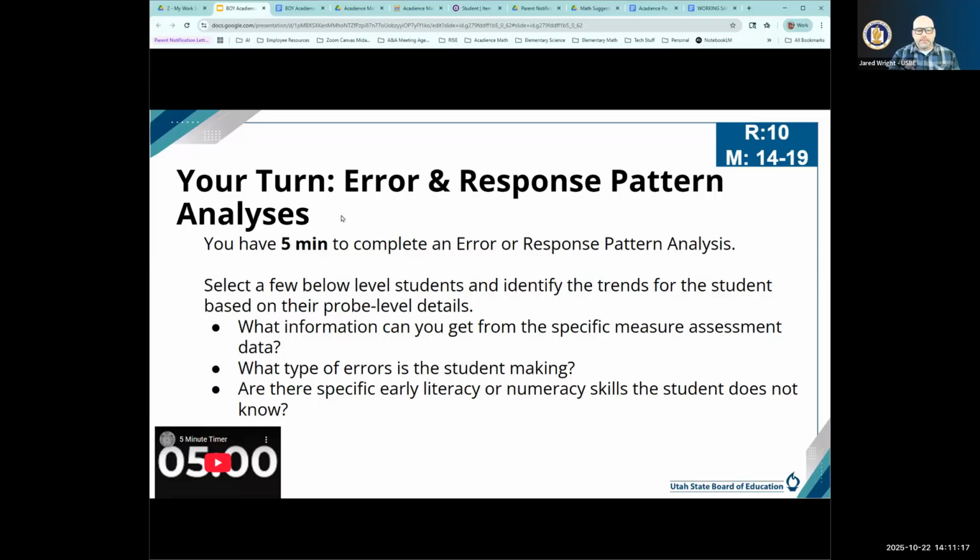So we've talked about composite score. We've talked about the measure level, and then we've talked about the error and response pattern analysis, that as you're looking at students' responses and their data, you can get a better idea of, okay, how do I want to adjust the instruction for this student or particular group of students.